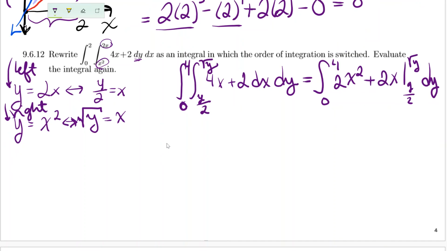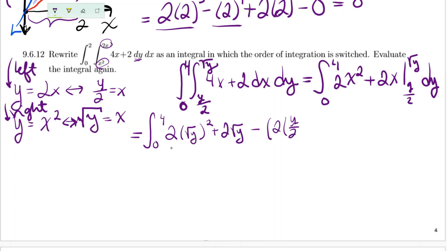Now, I'm going to have to do quite a bit of simplifying in this next step, so try to bear with me. Here we go. I believe in you. 0 to 4, that's not going to change, and now I need to put in my y's. So I'm going to do 2, and then I'm going to put in square root of y into x squared, plus 2 square root of y, minus, and I'm going to use parentheses here so I don't lose any negatives, 2 times y over 2 squared. Why do I keep talking about how they're ugly or pretty?